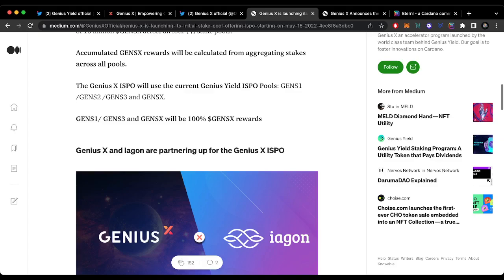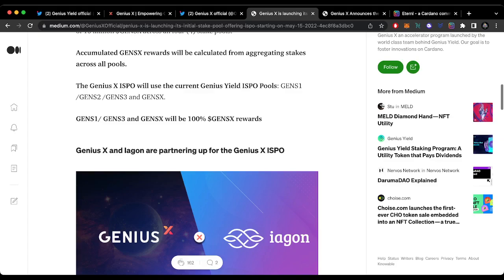Guys, please, I cannot stress this enough. These are the only official Genius Yield pools. If you're delegating to any other pools, you will not get Genius Yield tokens, and you'll certainly not get Genius X tokens when the time comes. So if you're not delegated to one of these, you need to be. I'm going to show you at the end of this video because some of these pools are already saturated. So that's what we need to talk about.